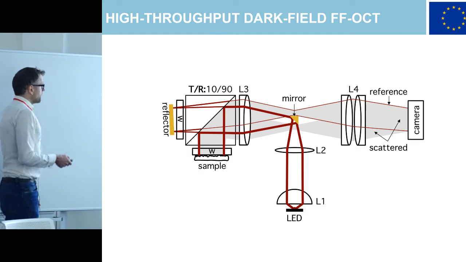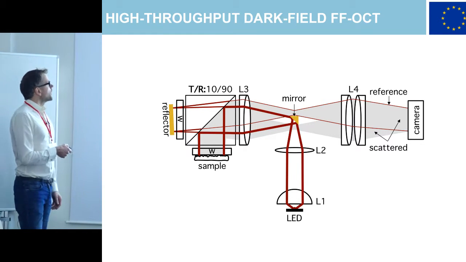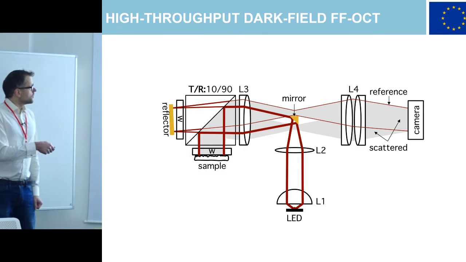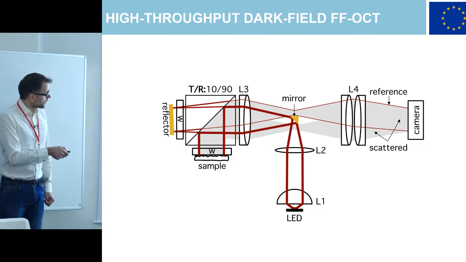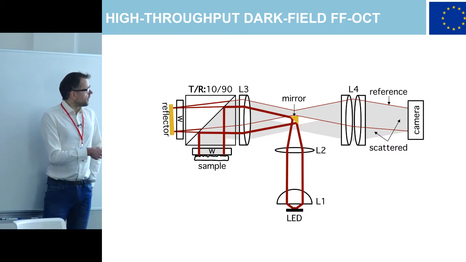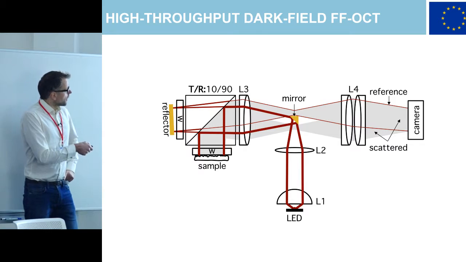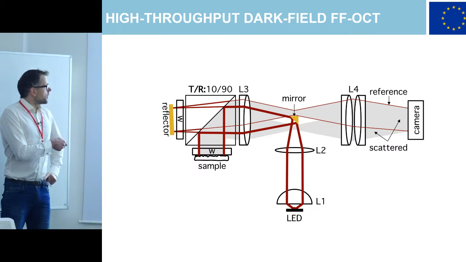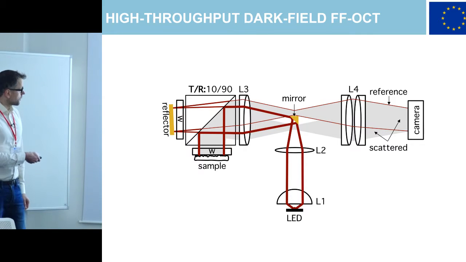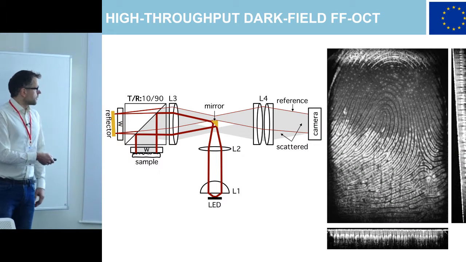So we came up with a new configuration that relies on a 10/90 beam splitter, and it allowed us to send more light and collect more light onto the camera. We used a small mirror put in a pupil plane that allowed us to inject the light into the system, but the scattered light, which is the signal, goes around that block. So this is around that mirror.